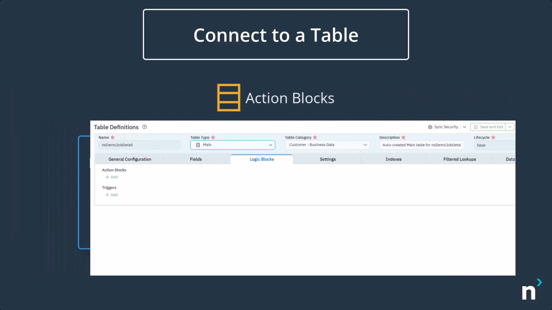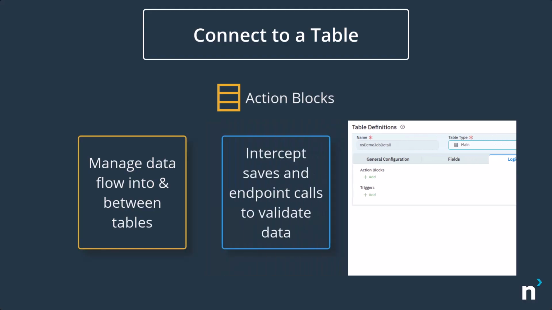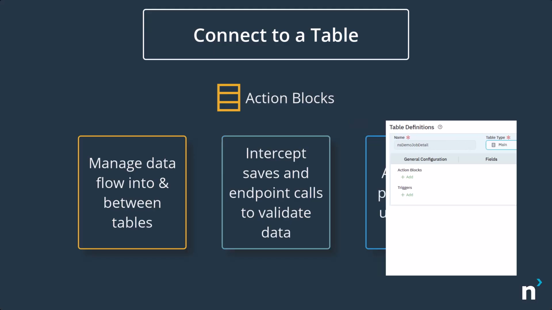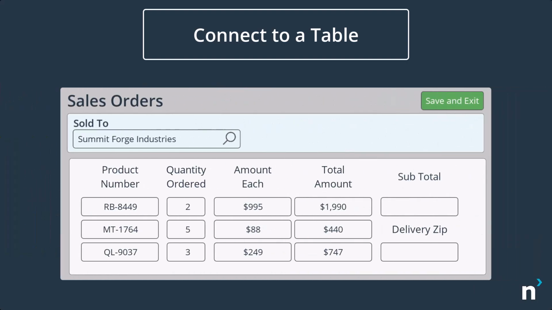On the other hand, action blocks manage how information moves into and between tables. They intercept saves and endpoint calls to validate data, much like triggers, but still let other processes update the data. Let's review an example. A user enters data into the sales order application and selects Save. At this point, the logic block takes over, validating that the sales order record conforms to all set business rules.